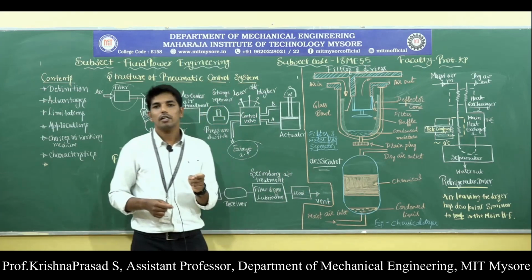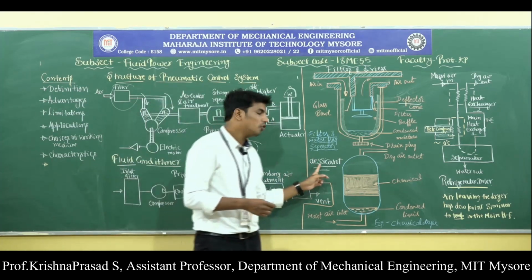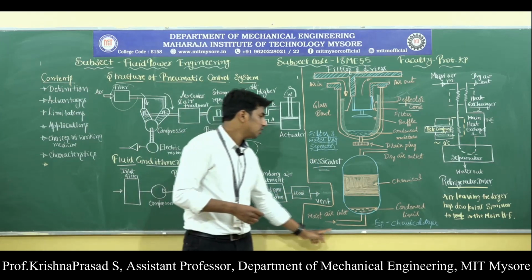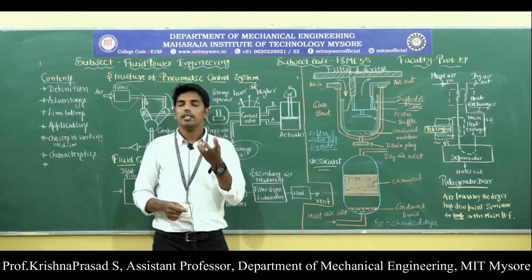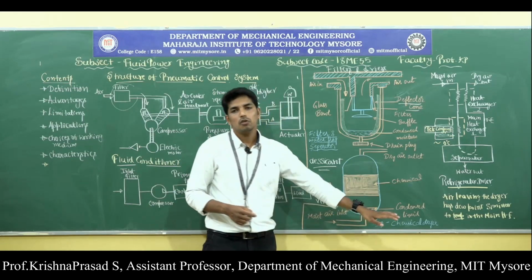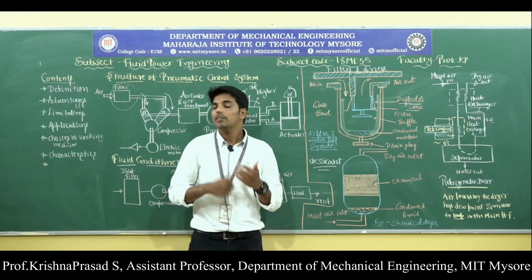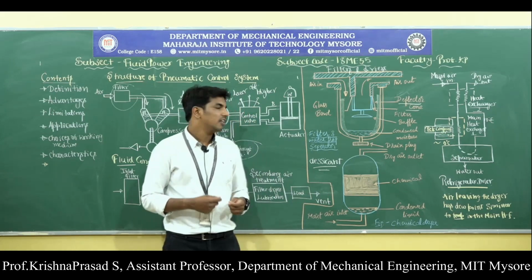So what happens in the case of the chemical dryer? In the case of the chemical dryer, absolutely dry air is required, so we use a chemical agent like desiccant. Whenever air enters this desiccant unit, all the water particles get converted into liquid and collected at the bottom, and then the air is dried. And in order to increase the efficiency of the chemical dryer, we need to replace the desiccant agent regularly.